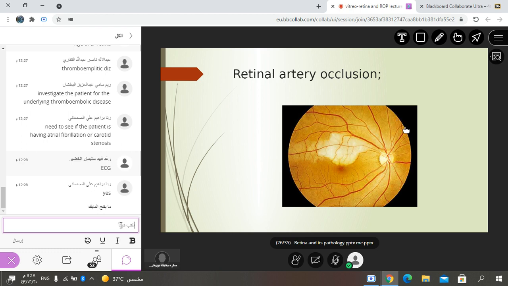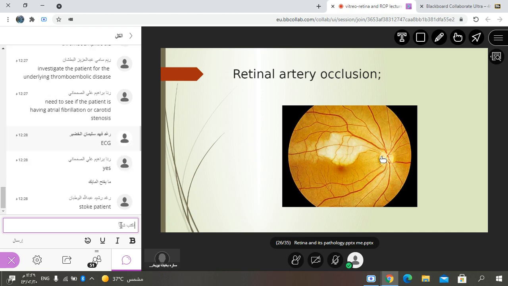We look for the underlying disease like thromboembolic or hypercoagulable state. So we check if the patient has atrial fibrillation or carotid stenosis like Rana said. And we do ECG or carotid Doppler, I think. Excellent. So this is a full answer.